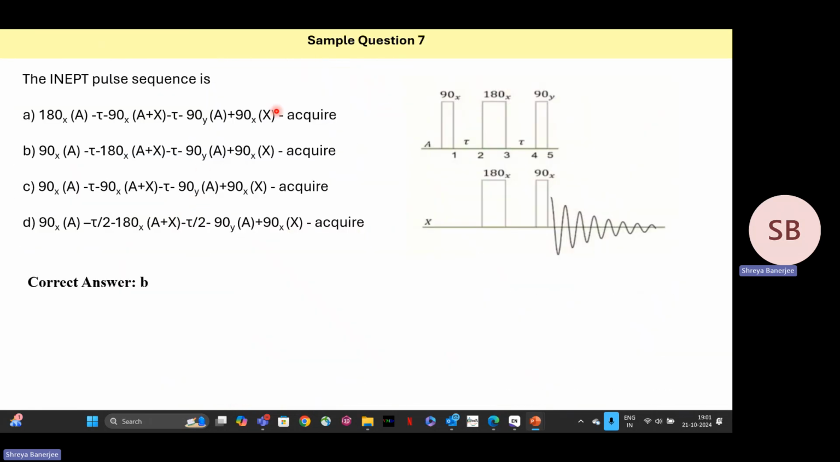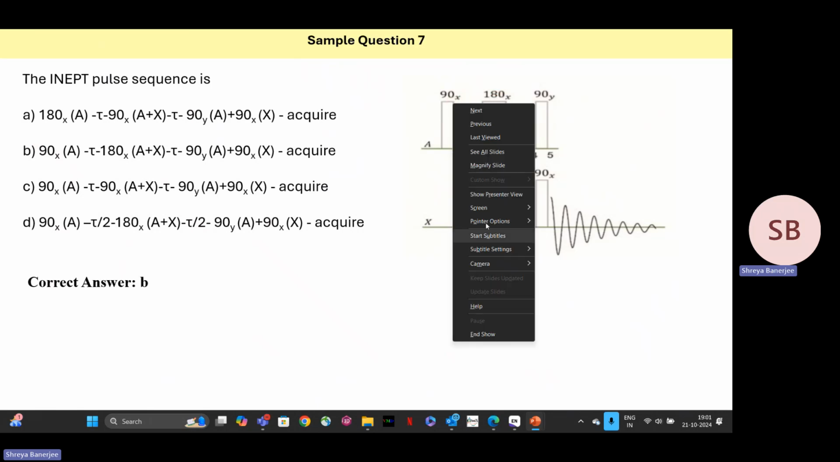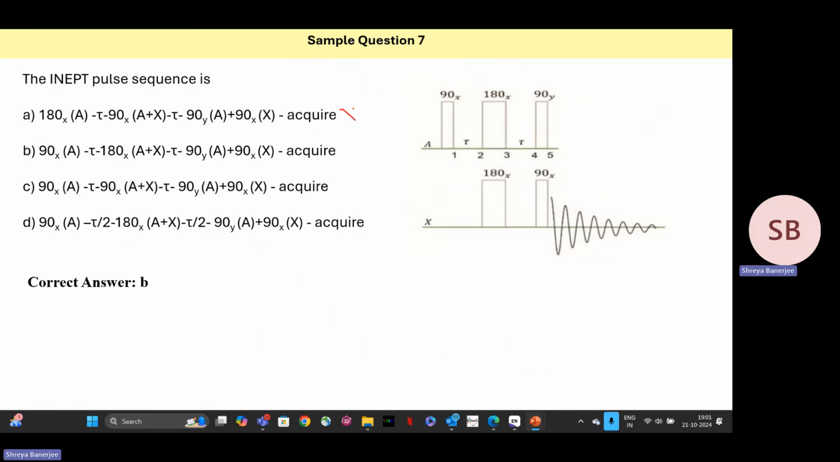If we go back to the question, the INEPT pulse sequence starts with 90x. So automatically option A is cancelled out because it is 180x. So 90x applied on A, all three are saying that, then time tau. B and C are saying time tau, but D is saying time tau by 2. This is wrong. This gets cancelled out. After the time tau, it's 180x applied on A and 180x applied on X. B is saying that, but C is saying it wrong. So the correct answer is B.